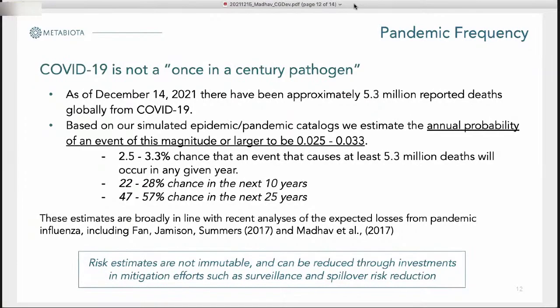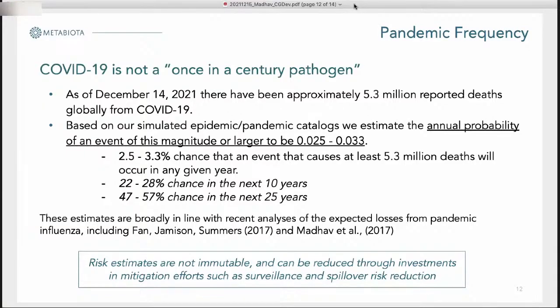And that's actually the answer to the question that I asked at the beginning, which is what is the likelihood of seeing a COVID-19 level event? There's been a lot of talk that this is a once in a century pathogen, but this unfortunately is not the case. As of December 14th, there's been approximately 5.3 million reported deaths globally. And based on the simulation modeling that we've done, this does equate to a 2.5 to 3.3% chance of an event of this severity occurring.